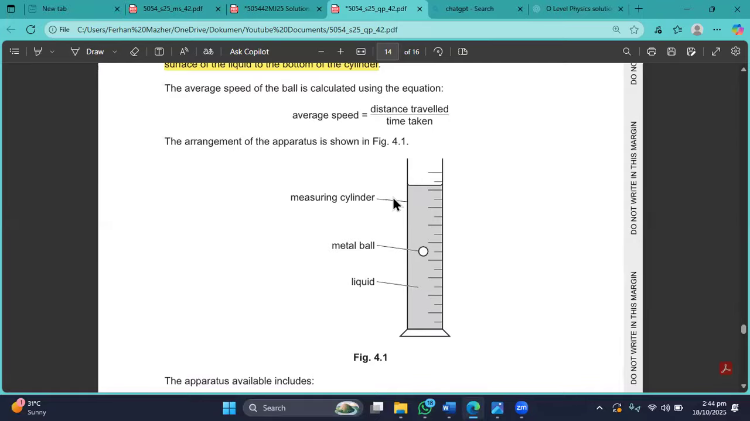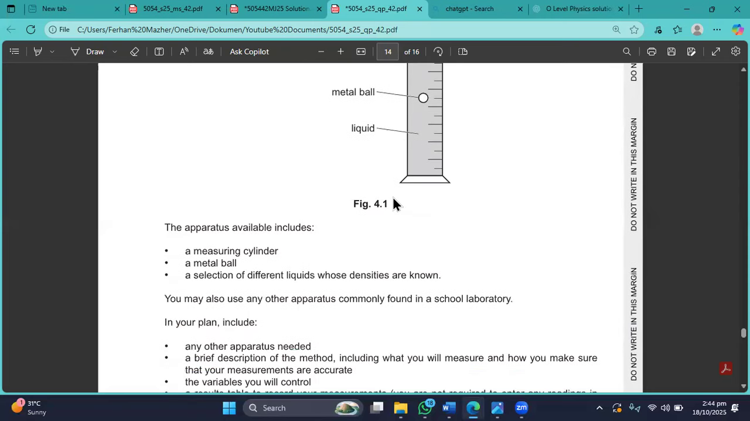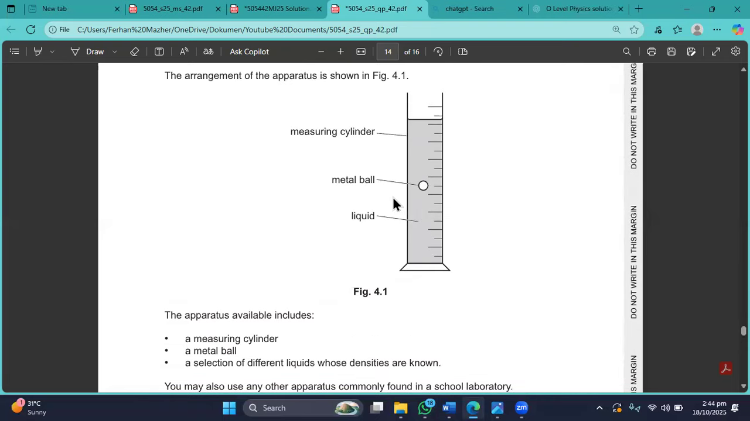Okay. So the apparatus available are a measuring cylinder, a metal ball, a selection of different liquids whose densities are known. So we have different liquids. Each liquid has a different density, and the density is given to us. Some liquids will have less density, some liquids will have more density. And we will do this experiment. We will drop the ball here gently, and we will note down how much time it takes to go from the top to the bottom of this measuring cylinder. So our selection, I mean the liquid, okay?